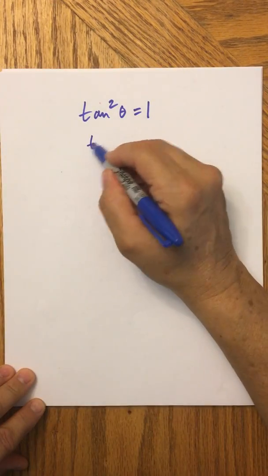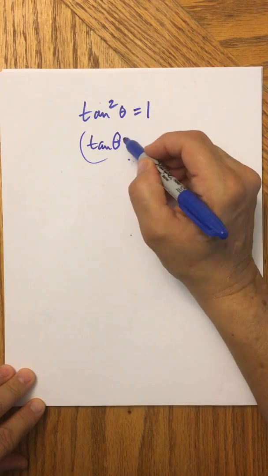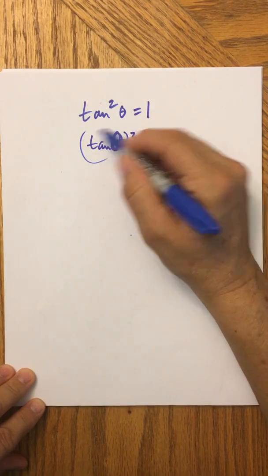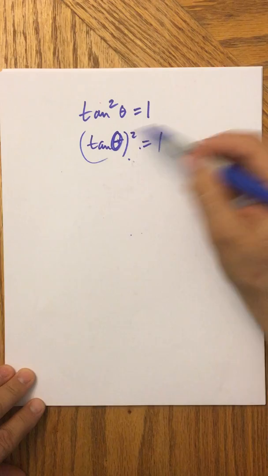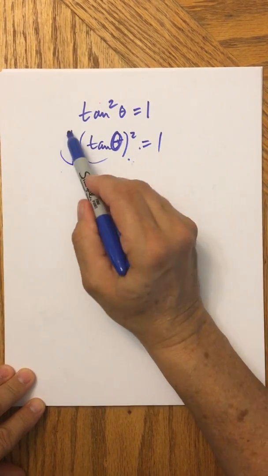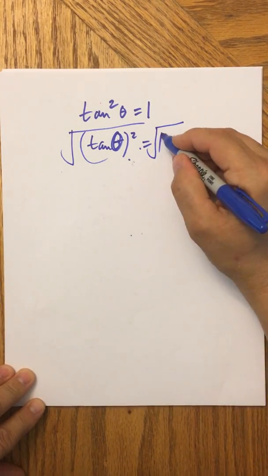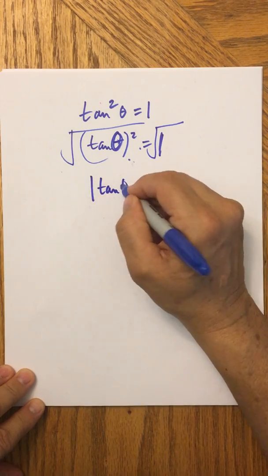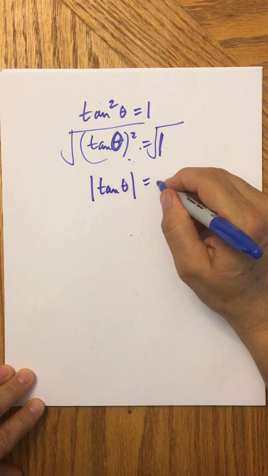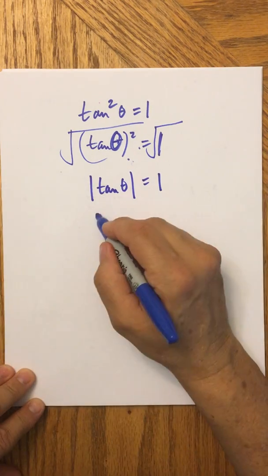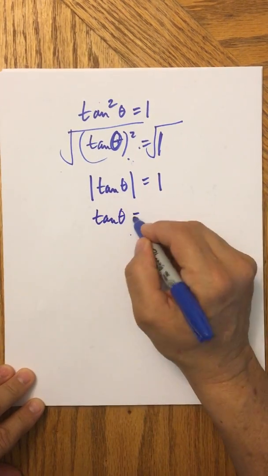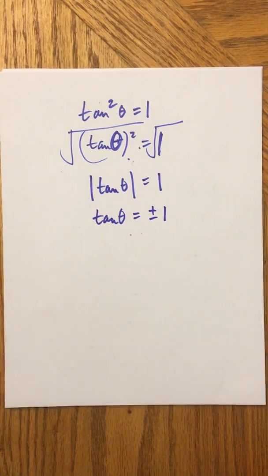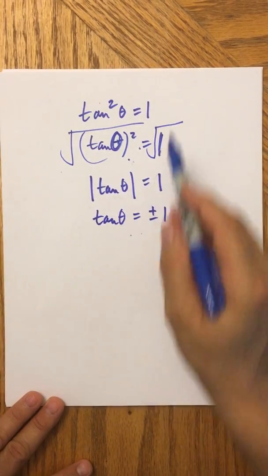So this is the same thing as tangent of theta, the whole thing squared, equal to 1. The function is squared, so now I want to take a square root of both sides. The square root of this squared would be the absolute value of tangent theta, and of course, the absolute value of 1 is 1. Now I would say tangent of theta is plus or minus 1. Then, so this was the algebra.